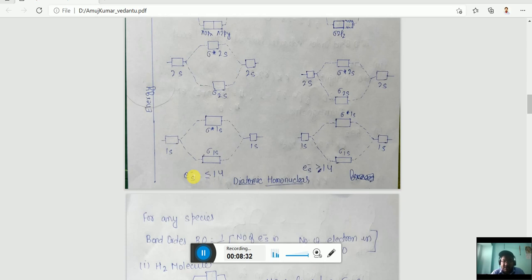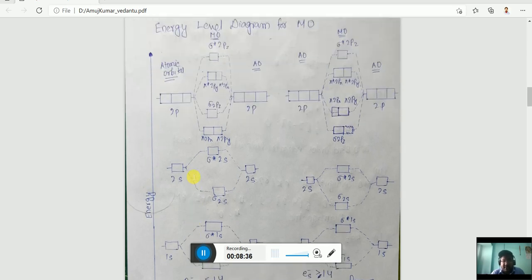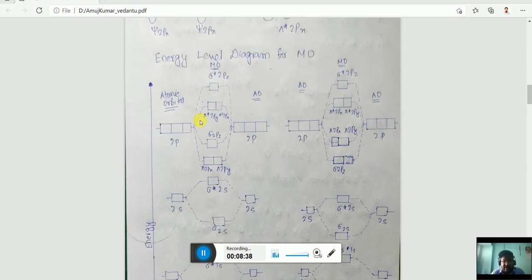In some exams this question is also asked, so please remember this. And later in pi star orbitals, sigma star 2pz has a higher position. There is no variation in this, only variation in this. And one most important question, why this variation? Only one answer: due to the mixing of 2s and 2p orbitals. This variation will be caused.